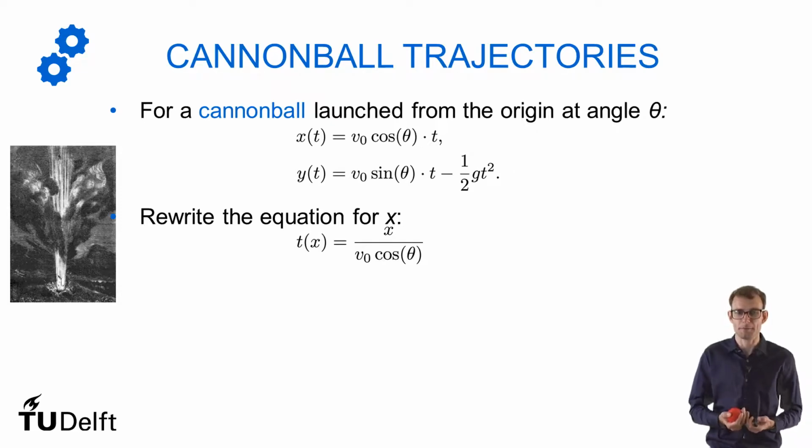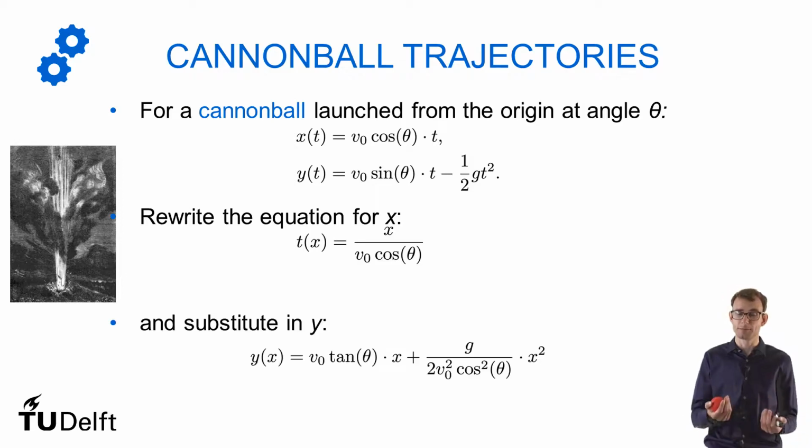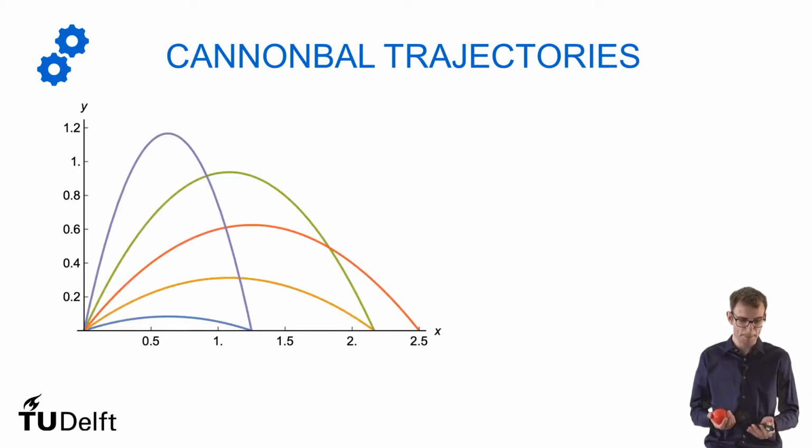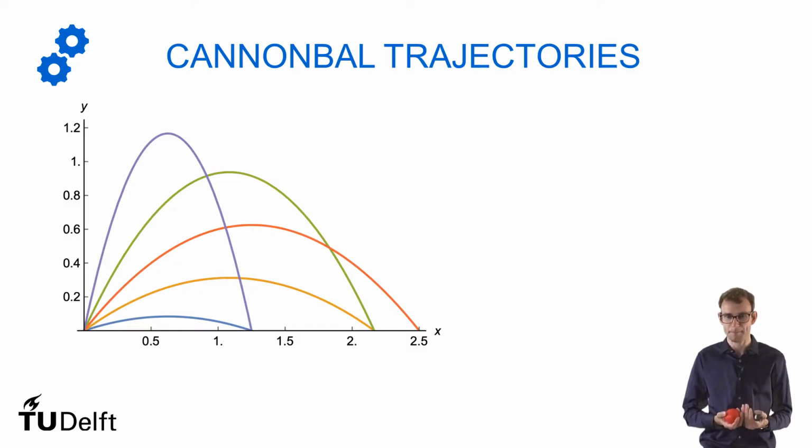The first term becomes very easy. It's simply the tangent of the angle times the x position. The second term is going to be some constant times the x position squared. So the trajectory of a cannonball or this ball or anything that you throw under some angle is going to be a parabola. Looking like this. And how far your ball gets depends not only on how fast you shoot it, but also under which angle you shoot it.